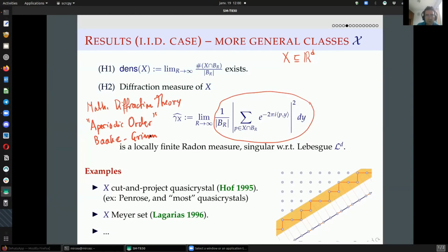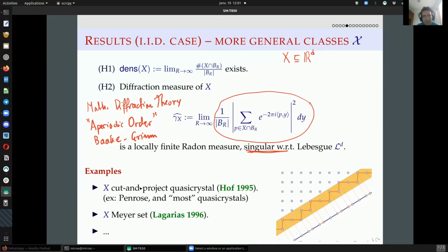Okay, but the point is that we have these two hypotheses. The first is that there exists a density for our sets, and the second is that we have a diffraction measure, which is a locally finite random measure, and the important thing is that we assume it's singular with respect to Lebesgue measure. So my set X is not so bad that it will give you continuous diffraction. It is close enough to a crystal that you can still see a singular diffraction measure. Okay, so examples of these two properties.